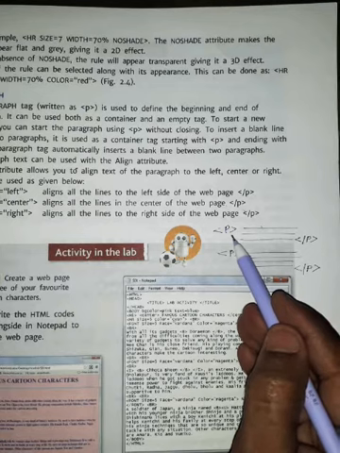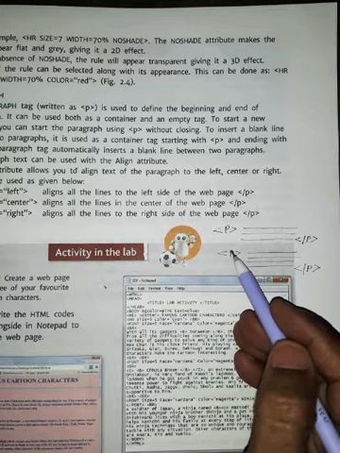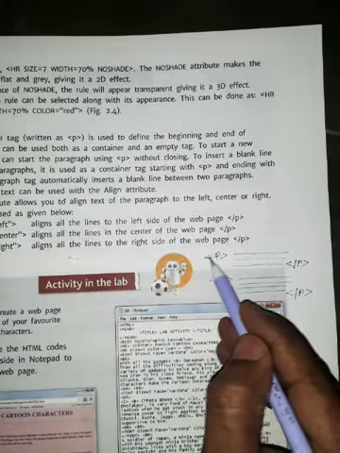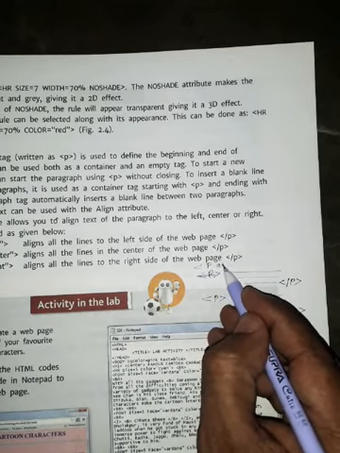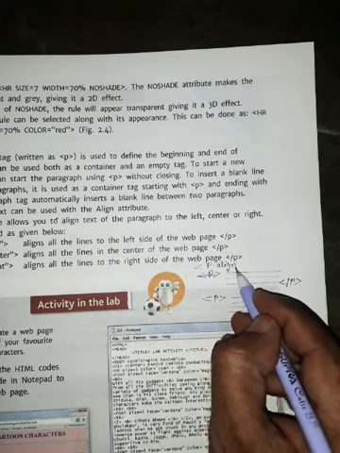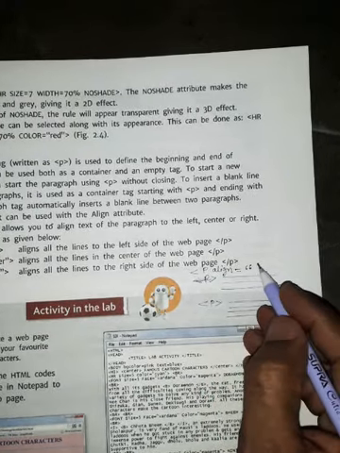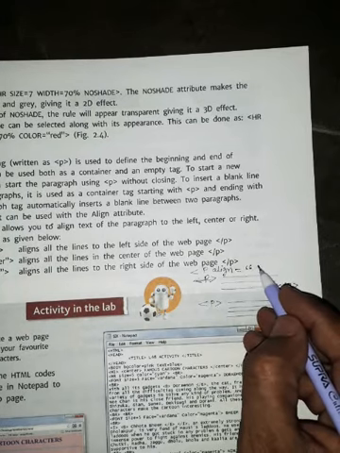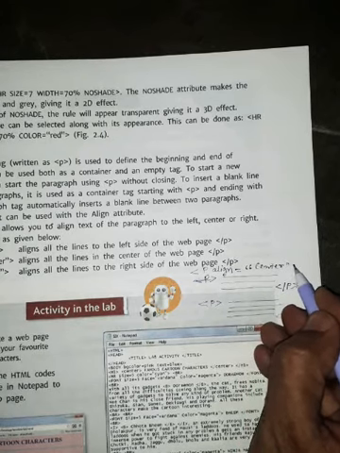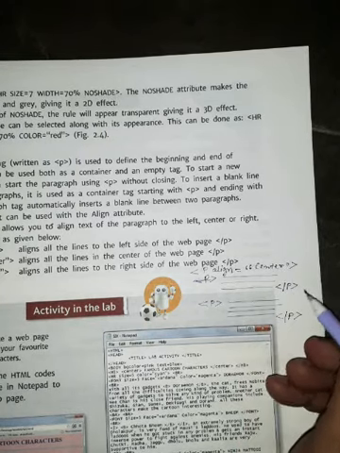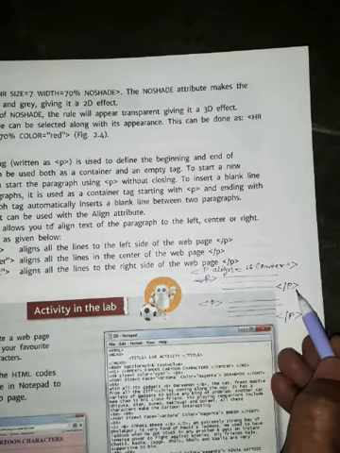Suppose in this paragraph we want to use center alignment. We write the p tag, then write ALIGN, then an equal sign, open the inverted commas, and write CENTER, close the inverted commas, and then close the tag. Then we write our paragraph, and then close the p tag again.